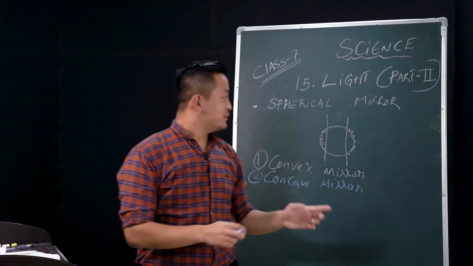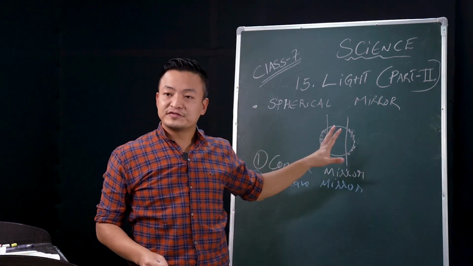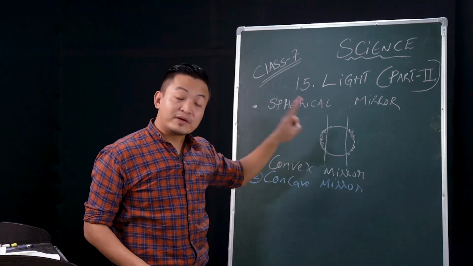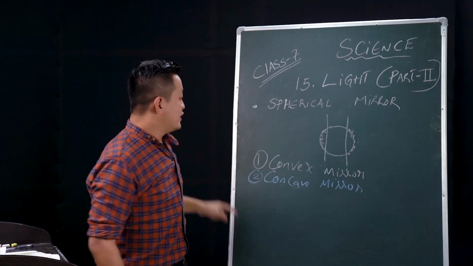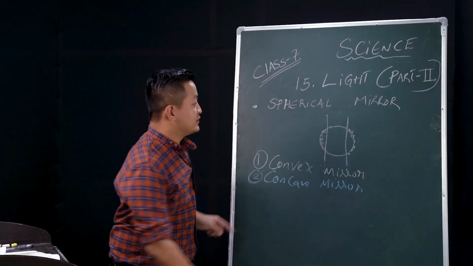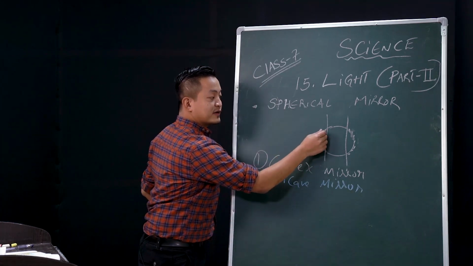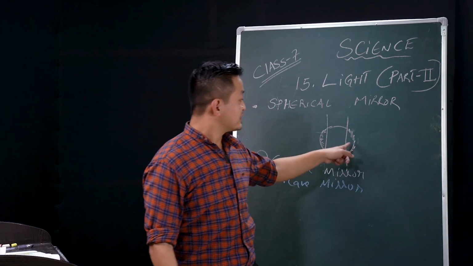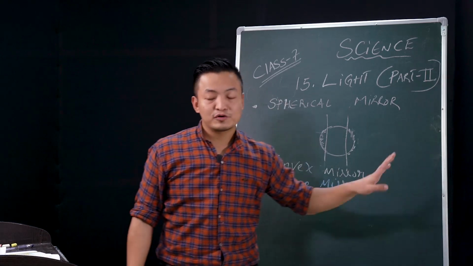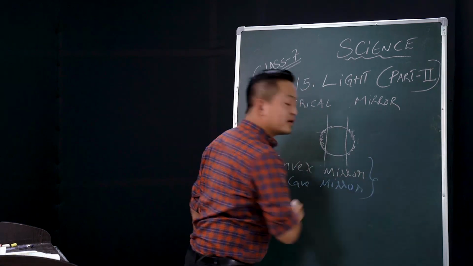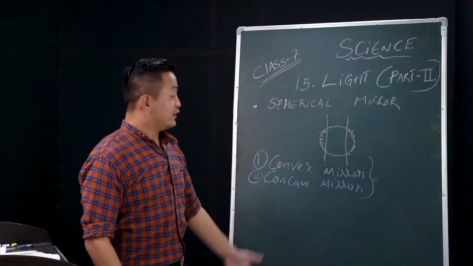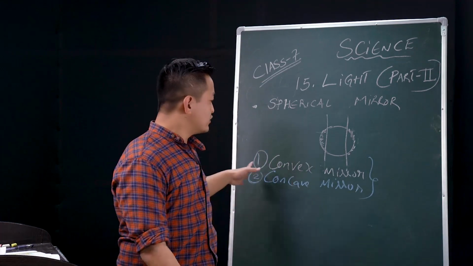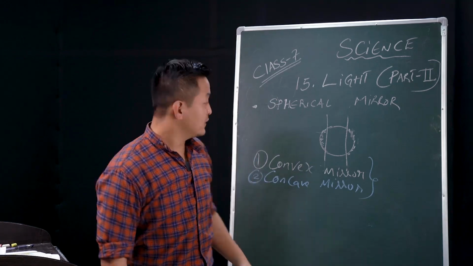So spherical mirror, if the reflecting surface is a part of a sphere, then it is called a spherical mirror. But depending on the surface, we have two types. Convex mirror is this part, and concave mirror is this part. Now we'll study examples and also what type of image we see in a concave mirror and a convex mirror.